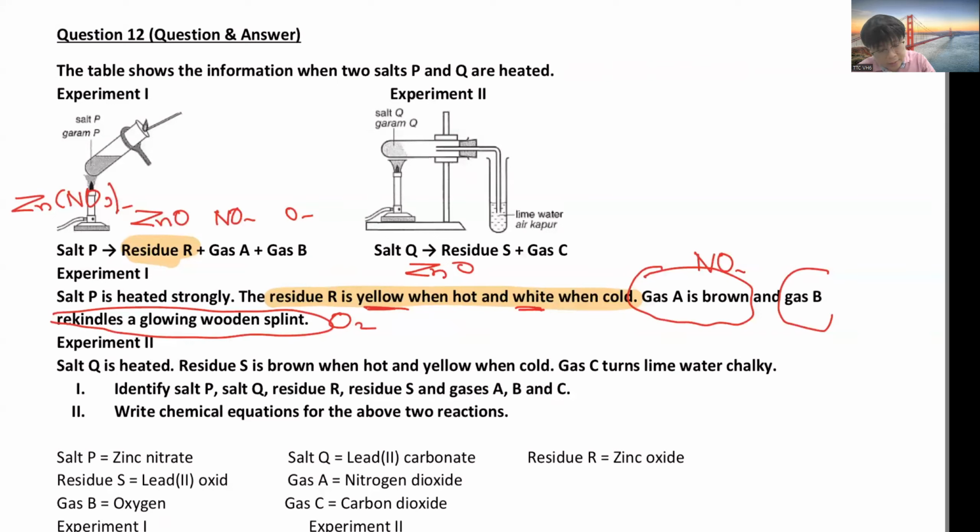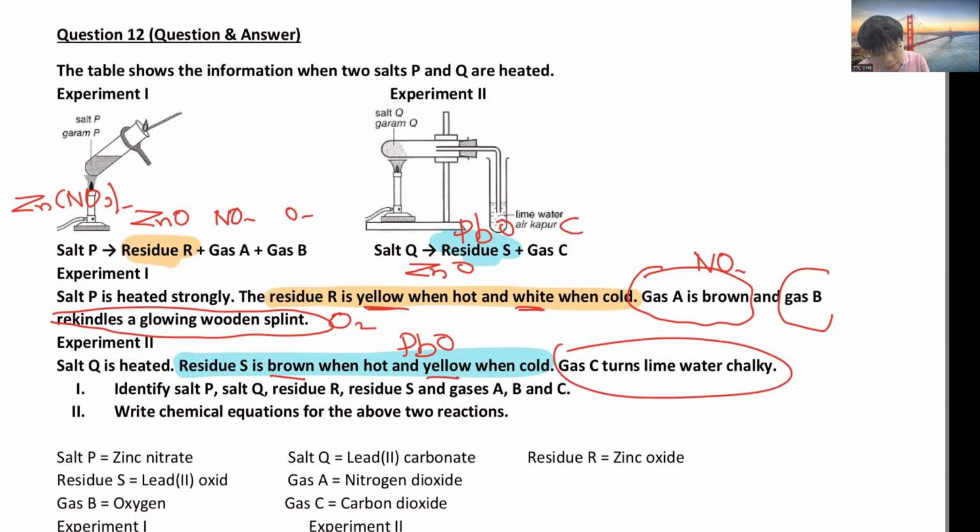Okay, then we go for the second one. Second one, residue S will be brown when hot, yellow when cold. So based on this, we know brown and yellow one is your peanut, PbO. So it means this is your PbO, plus the gas that turns lime water cloudy, this is CO2. So PbO and CO2 means it actually comes from PbCO3.